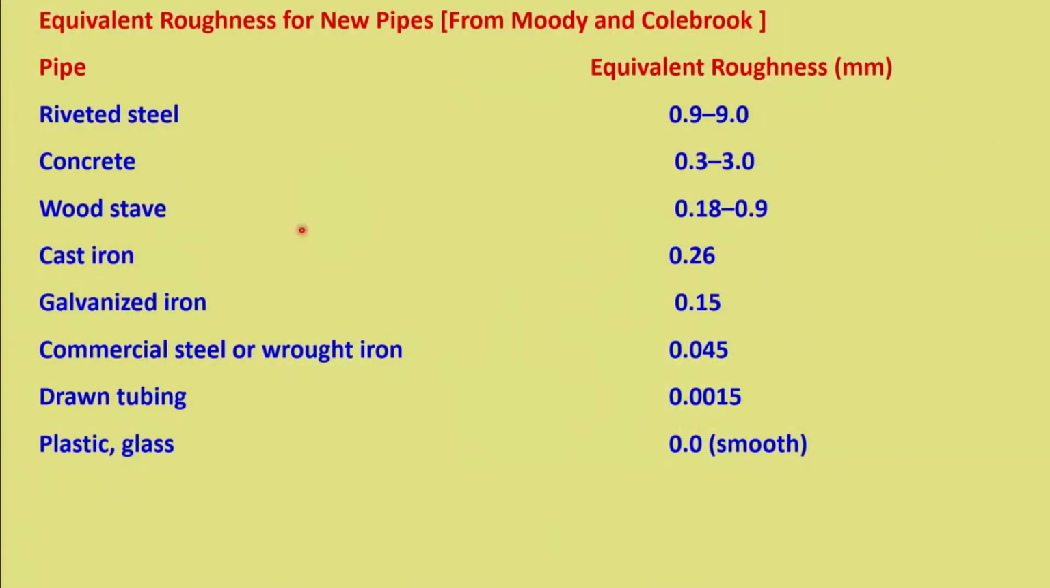Now if we come to the slides, equivalent roughness for new pipes: for a riveted steel pipe it is between 0.9 to 9 mm, concrete 0.3 to 3 mm, wood stave 0.18 to 0.9 mm, cast iron 0.26 mm, that is the pipe which you purchase from the market. Galvanized iron pipe 0.15, commercial steel and wrought iron 0.045, drawn tubing 0.0015, plastic and glass it is going to be 0. It is really a hydraulically smooth pipe.